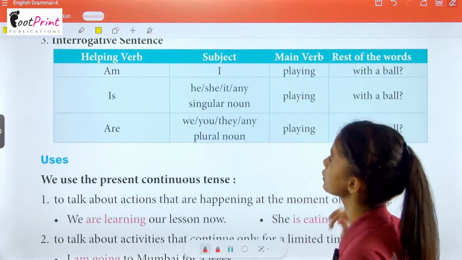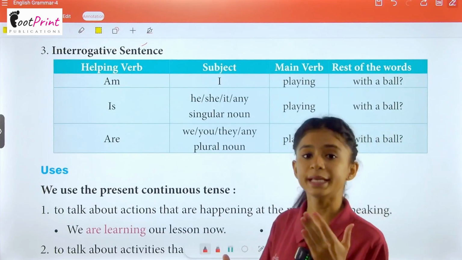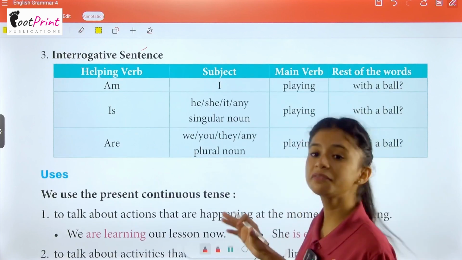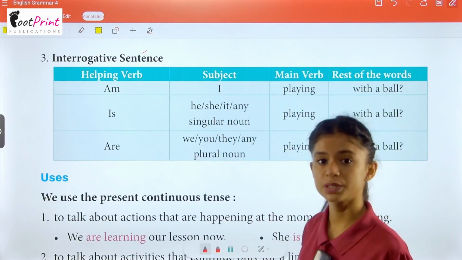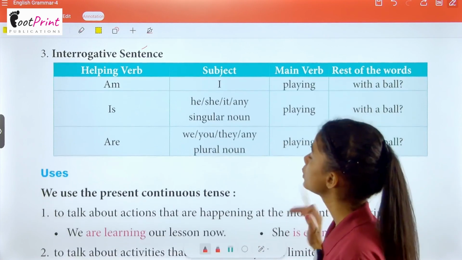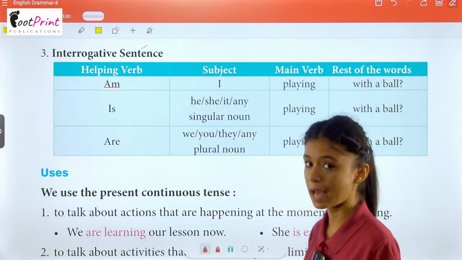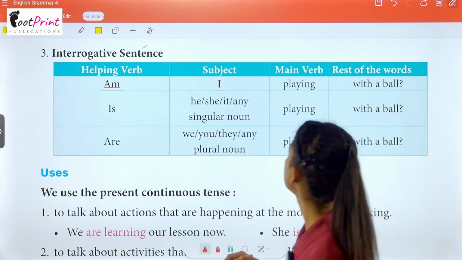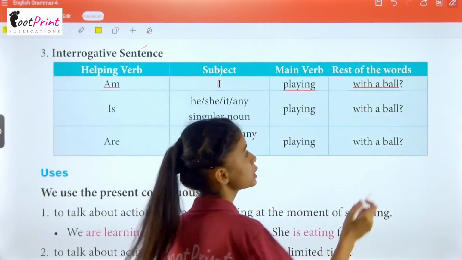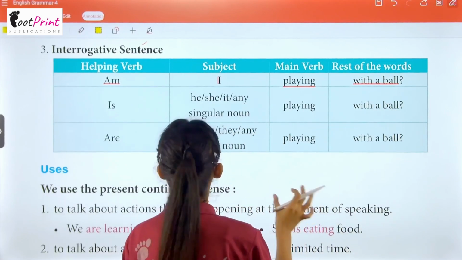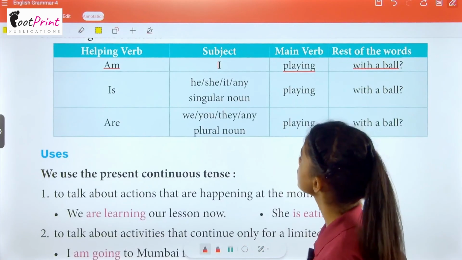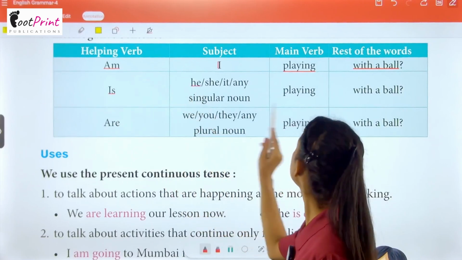Now we have interrogative sentence. In interrogative sentence, the structure slightly changes. How? The helping verb is not after the subject, but it starts the sentence. It's before the subject. So we will start from the helping verb itself. Am, then we will put our subject I, then our main verb playing with the ball. And don't forget to put a question mark at the end of an interrogative sentence. So, am I playing with a ball? And if we change the subject, it will become, is he playing with a ball?